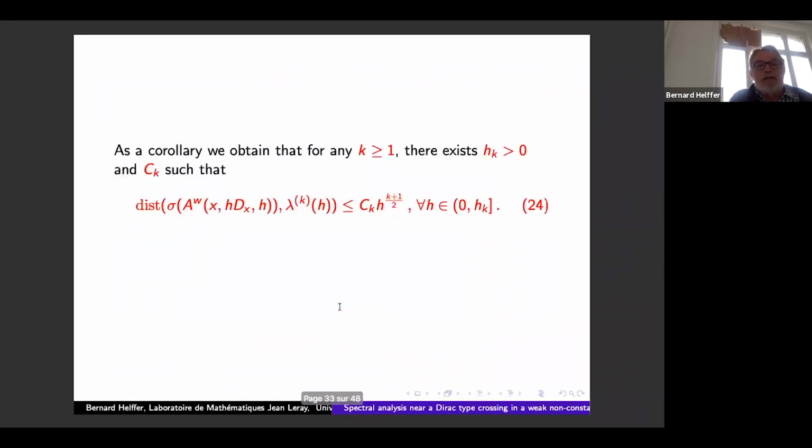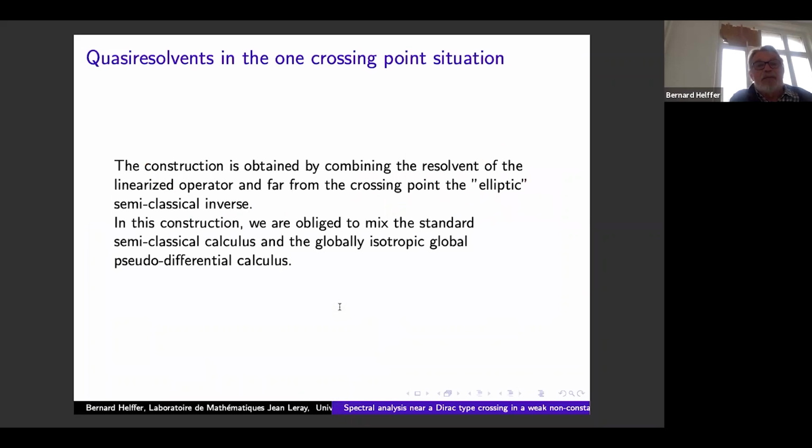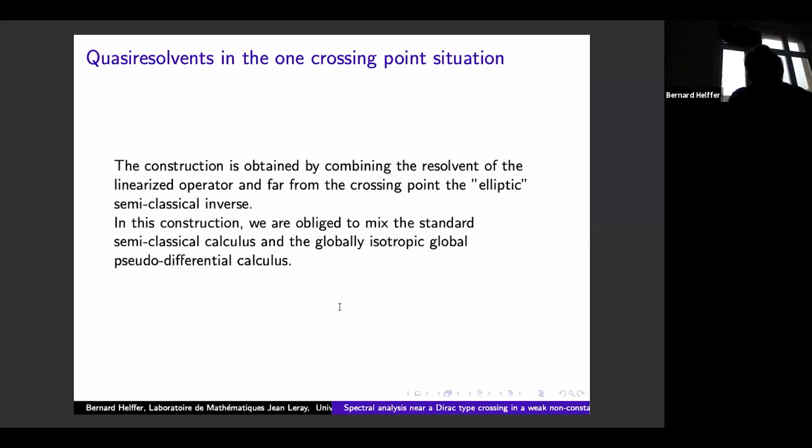Okay, and finally, you have to construct the resolvent for eigenvalues close to zero. And here you have to mix the standard semi-classical calculus with this globally isotropic global pseudo-differential calculus. So you have to combine these two. It's done in a rather general calculus, say the Beals calculus or the Hörmander calculus.